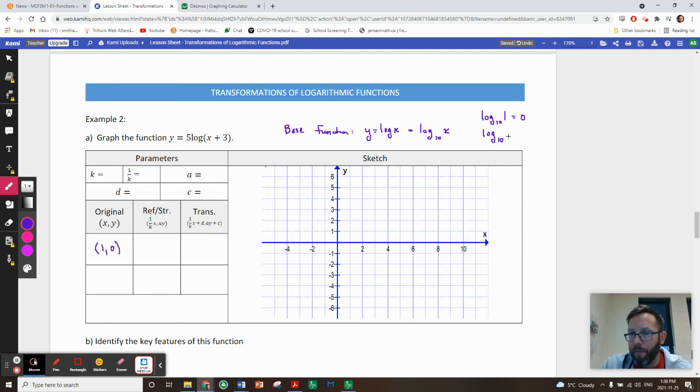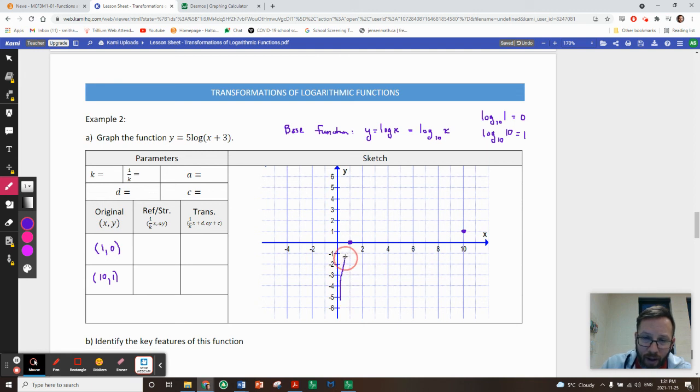And we also will get a second point. The next best thing we can do is log base 10. We know that 10 to the power of 1 is equal to 10. And so we get 2 anchor points, (1, 0) and (10, 1). And those will be the only ones we have on here, (1, 0) and (10, 1).